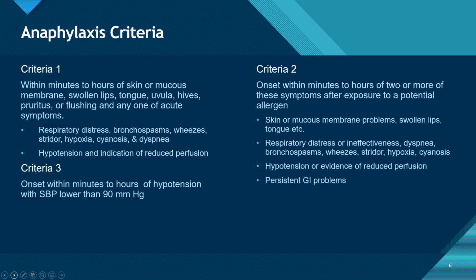Criteria 2 over there on the right is also within minutes to hours. You have 2 or more of these symptoms. Skin or mucous membranes, you can read through them. Respiratory distress and similar. They have some persistent GI problems, nausea, vomiting. Those are the first symptoms they might have: unexplained nausea and vomiting, abdominal cramping. Hypotension is also evidence of reduced perfusion. And then criteria 3, it's minutes to hours of hypotension, with your systolic blood pressure less than 90.